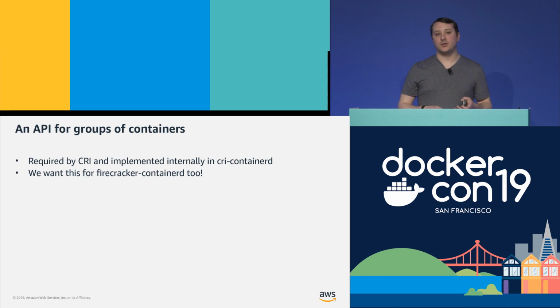The biggest thing that we see that containerd is missing right now is an API for groups of containers. And I talked about this a little bit earlier. Groups of containers that run together are required for running things like Kubernetes pods or ECS tasks. Mostly that's been implemented outside of the container runtime. So there's a plugin for Kubernetes in containerd called CRI containerd, and that implements the grouping logic itself instead of delegating some of that down into containerd.